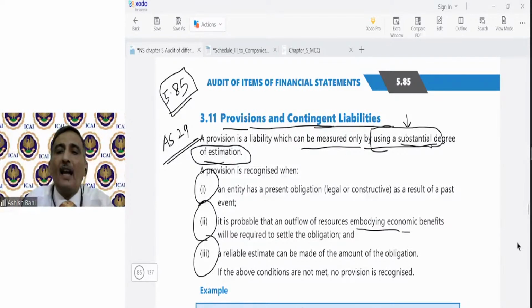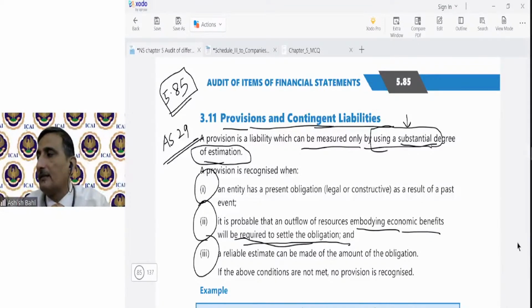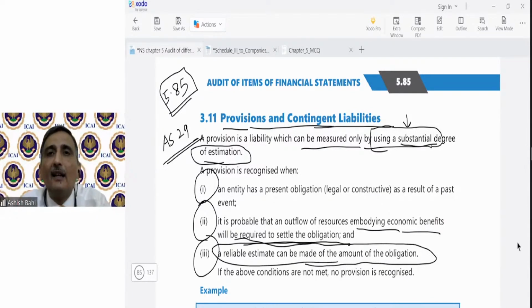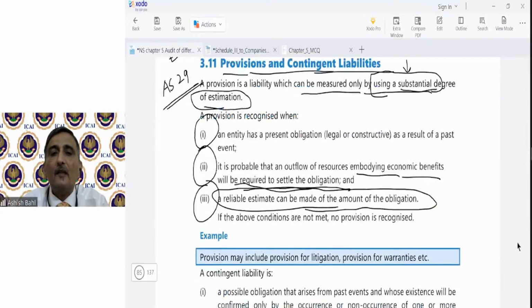that there would be an outflow of resources embodying economic benefits to settle the obligation, कि उस लाइबिलिटी को पे करने के लिए आपको कुछ पैसा देना पड़ेगा, मोटी सी बात ये समझिए. Okay, that a reliable estimate can be made at the time of obligation. So ये तो कॉमन चीज है. Unless some reliable estimate of something can be made, it can't be recorded in books of accounts. तो ये पॉइंट तो आपको, जैसे मैं बता रहा हूं, ये आपका पॉइंट कई जगह पे फिट होगा. Okay, so if the above conditions are not met, no provision is recognized.